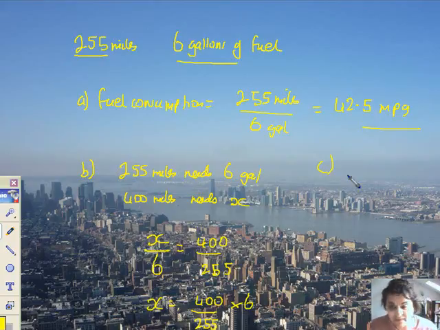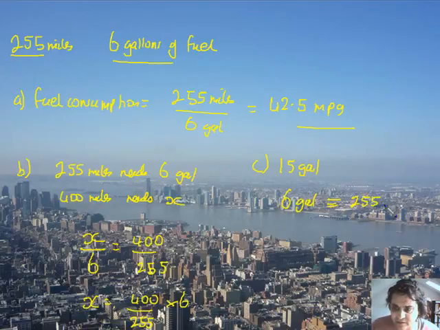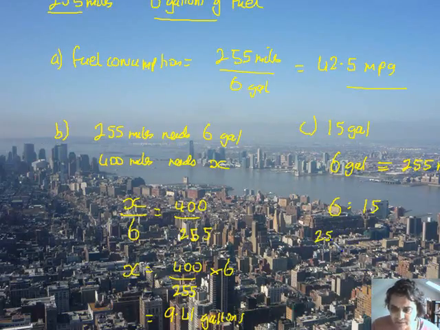And part C says the fuel tank in Jan's car holds 15 gallons. Okay, 15 gallons max. Is it possible for Jan to travel 600 miles on one tank of fuel? Let's have a look. Right, so I know that 6 gallons is equivalent to 255 miles. Now let's set up a little ratio. I've got 6 and 15 gallons, and 255 miles with a mystery amount of miles.